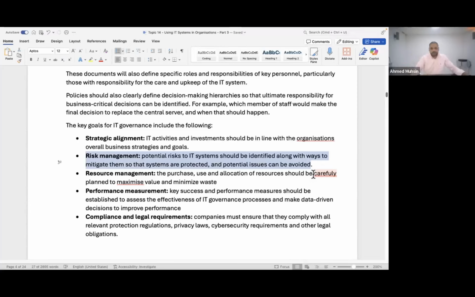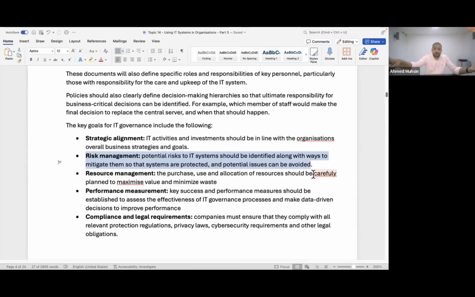Keep reading it so that systems are protected and potential issues that could take place can be avoided. Number 2. Number 3, resource management. Whatever resources you have, whatever servers, whatever storage, whatever computing equipment you have, you want to use it to its best, isn't it? That's why we learned about virtualization, right?